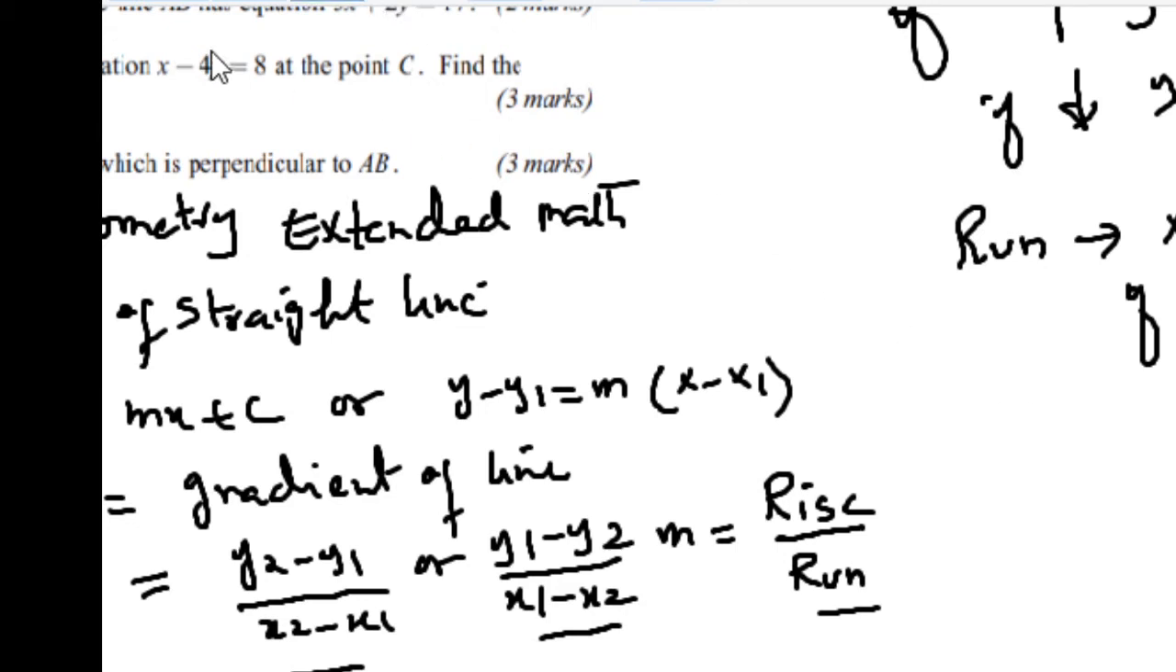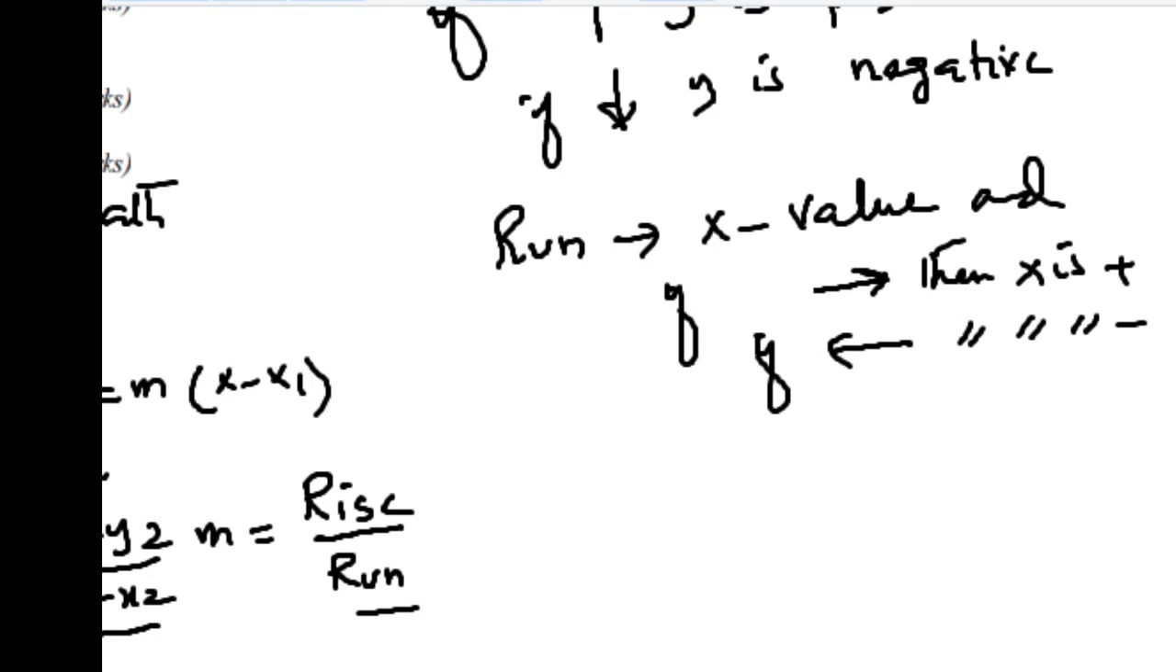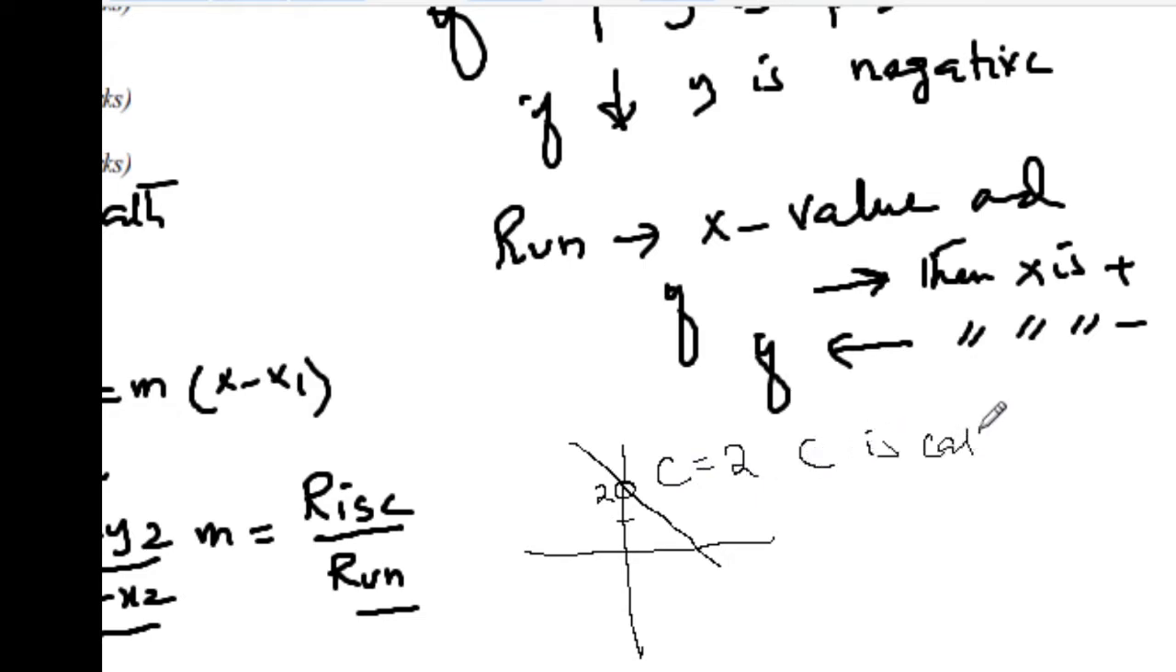Now what about c? c is your y-intercept. What is the explanation for c? If I make the y-axis and x-axis here, and there's a line, the line is touching the y-axis at this point, let's say 1, and that value is 2. So c is 2 here, and c is called the y-intercept.